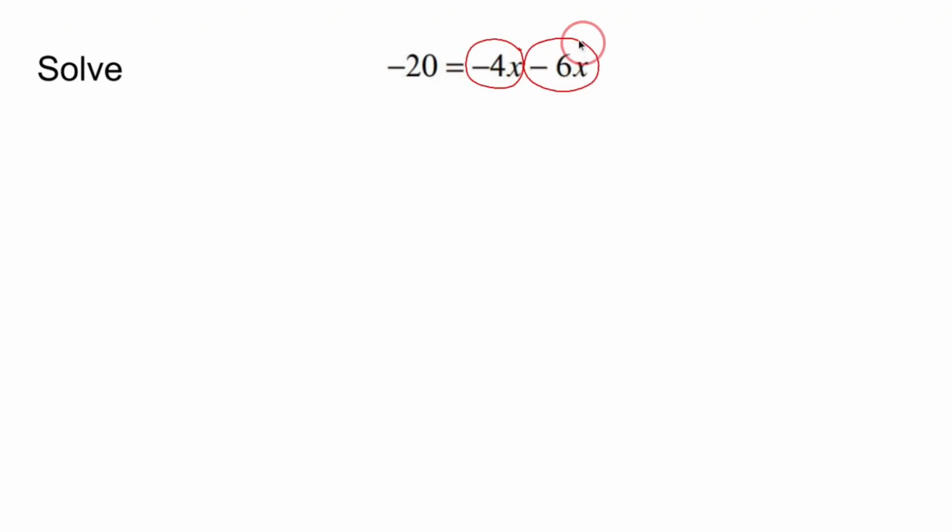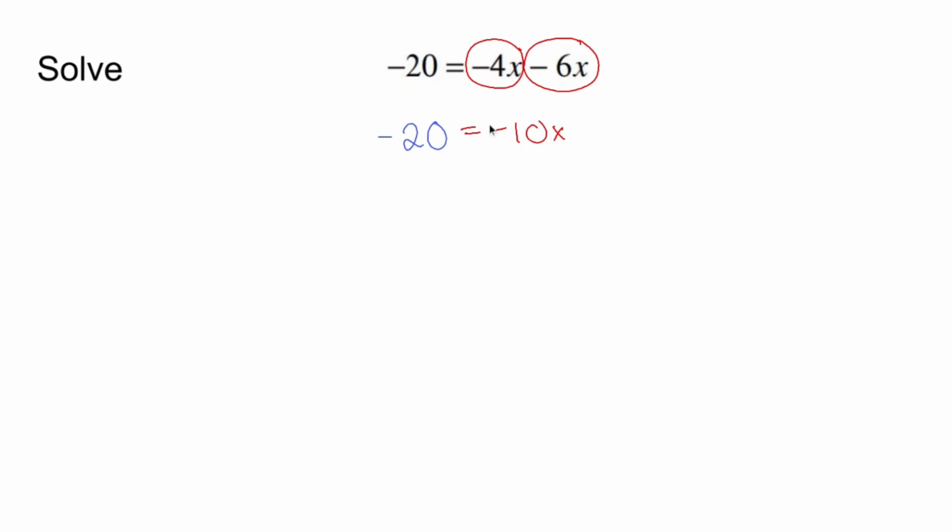Negative 4x take away negative 6x combines. Negative 4 minus 6 is negative 10. So negative 4x's minus 6x's is negative 10x's. So the right side simply becomes that because you combine like terms. The left side is still negative 20.